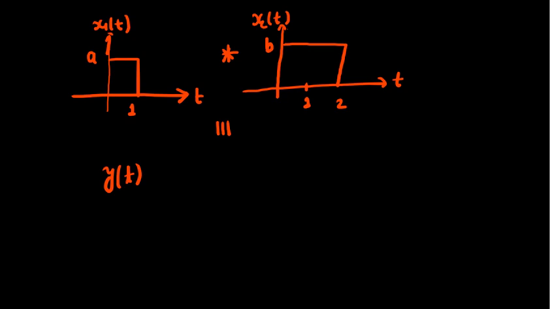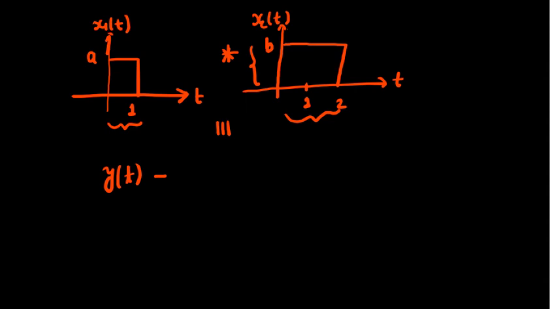So the question in hand is that we want to convolve two square signals. First signal, the height of first signal is A and the width is 1. The height of second signal is B and width is 2. Okay, both are square signals. So what would be the output, what would be the convolution of these two signals?